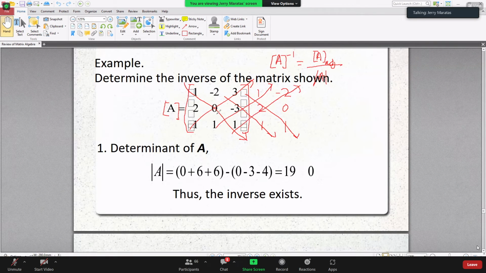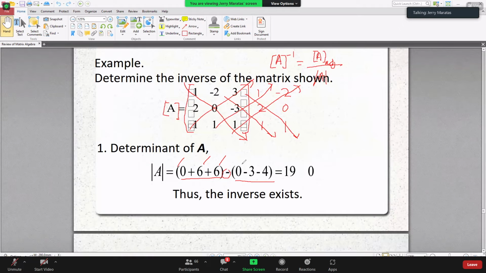Okay, let's start with this one. 1 times 0 times 1, that's 0. -2 minus 3 times 1, that's +6. 3 times 2 times 1, that's +6. This is now the sum of the products of the downward diagonals. Then minus the sum of the products of the upward diagonals.